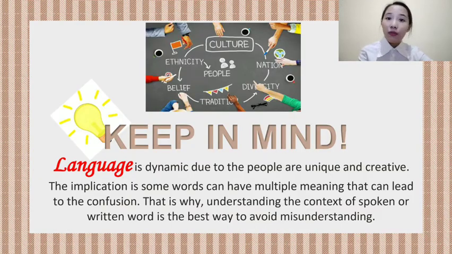First, let's keep in our mind that language is dynamic because the people or the users of language are unique and creative. So the implication is that some words can have multiple meanings. It can lead us to confusion. This is why understanding the concept of spoken or written words in various texts is the best way to avoid misunderstanding. Now, before we move to polysemy and homonymy, you need to understand first about homophones and homographs. Let's have my friend Maris explain this to us.